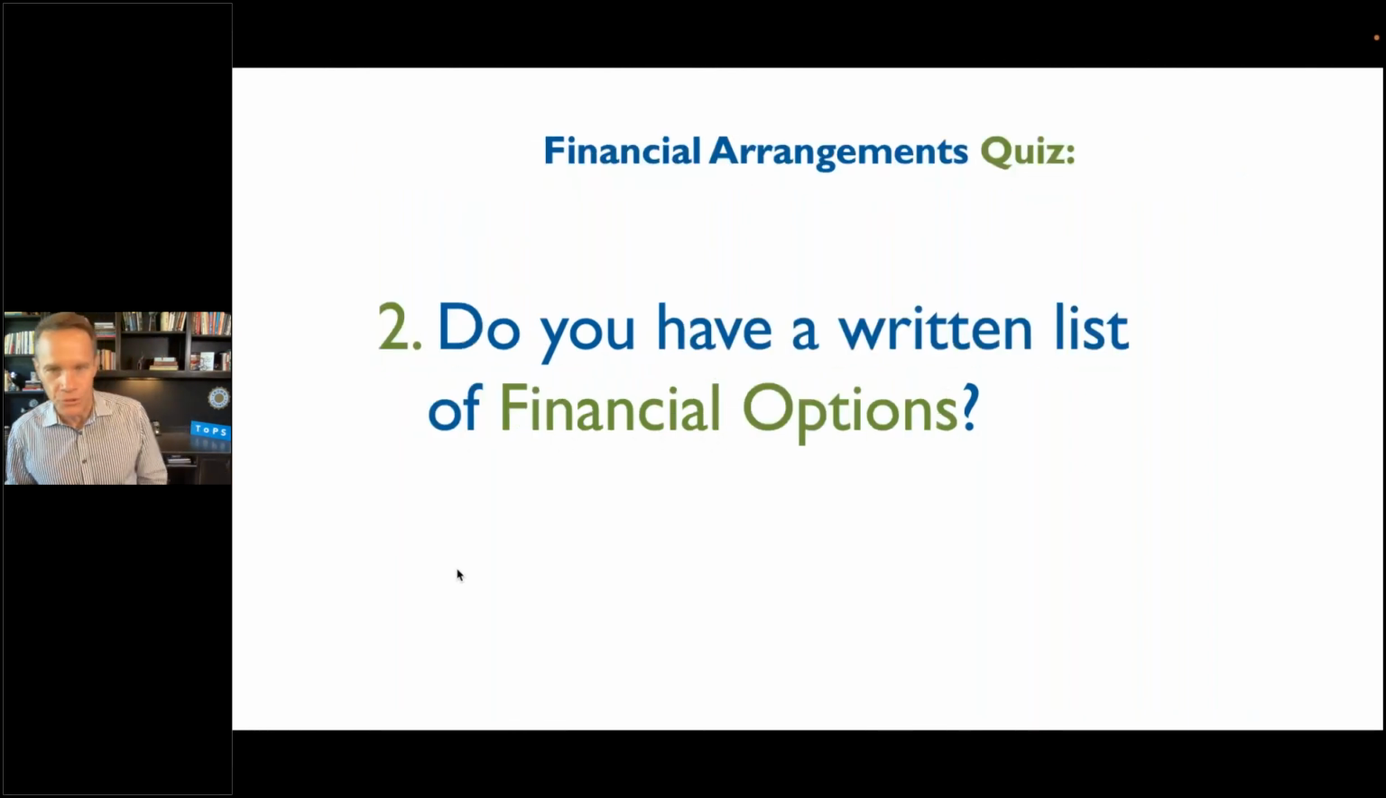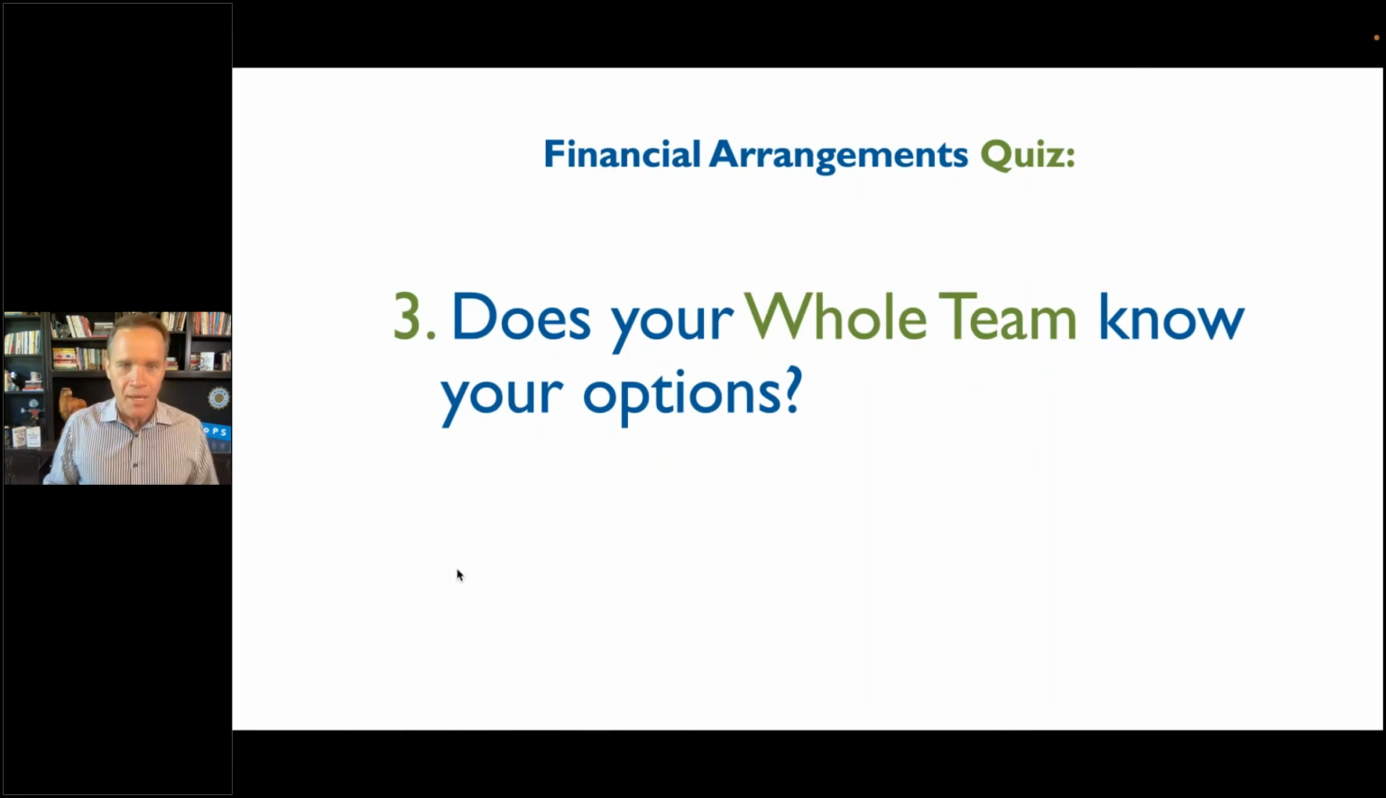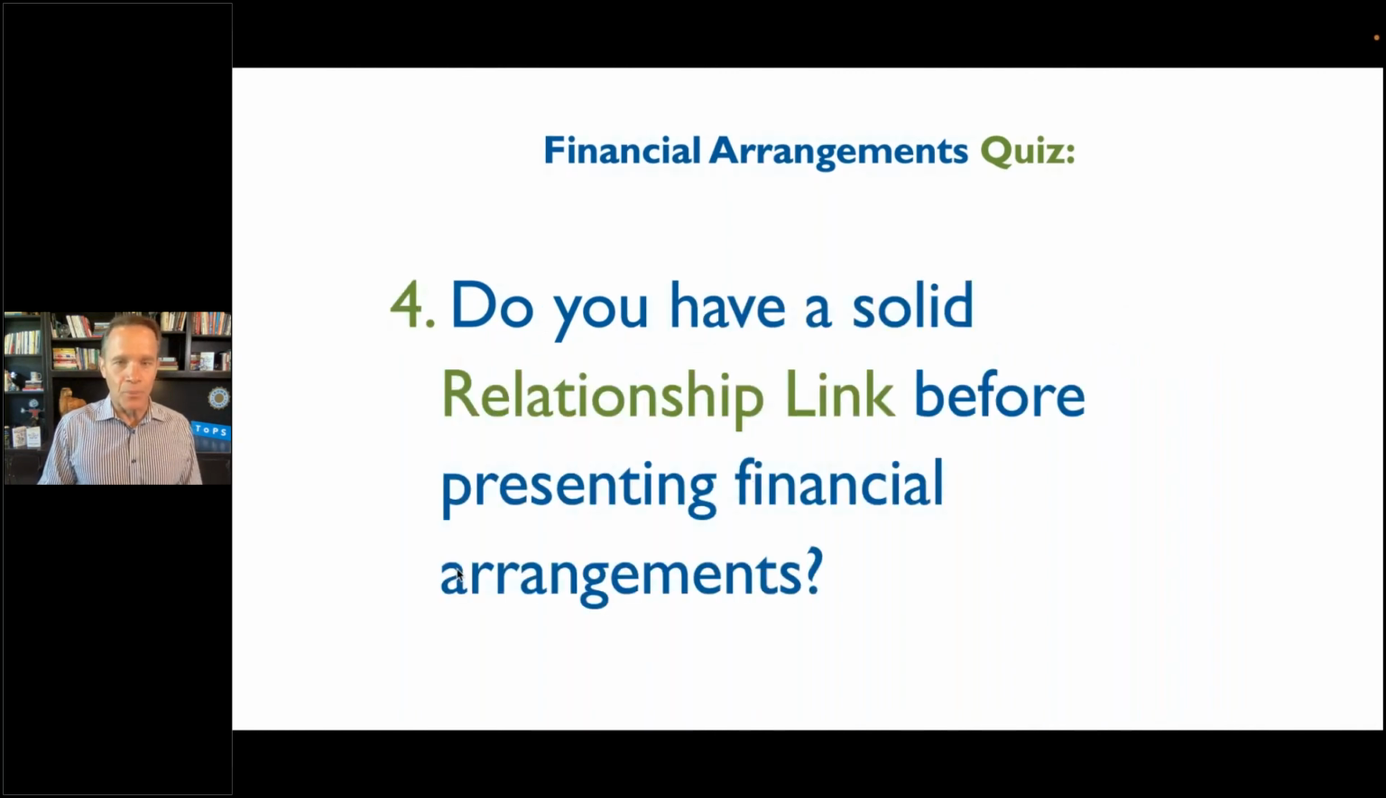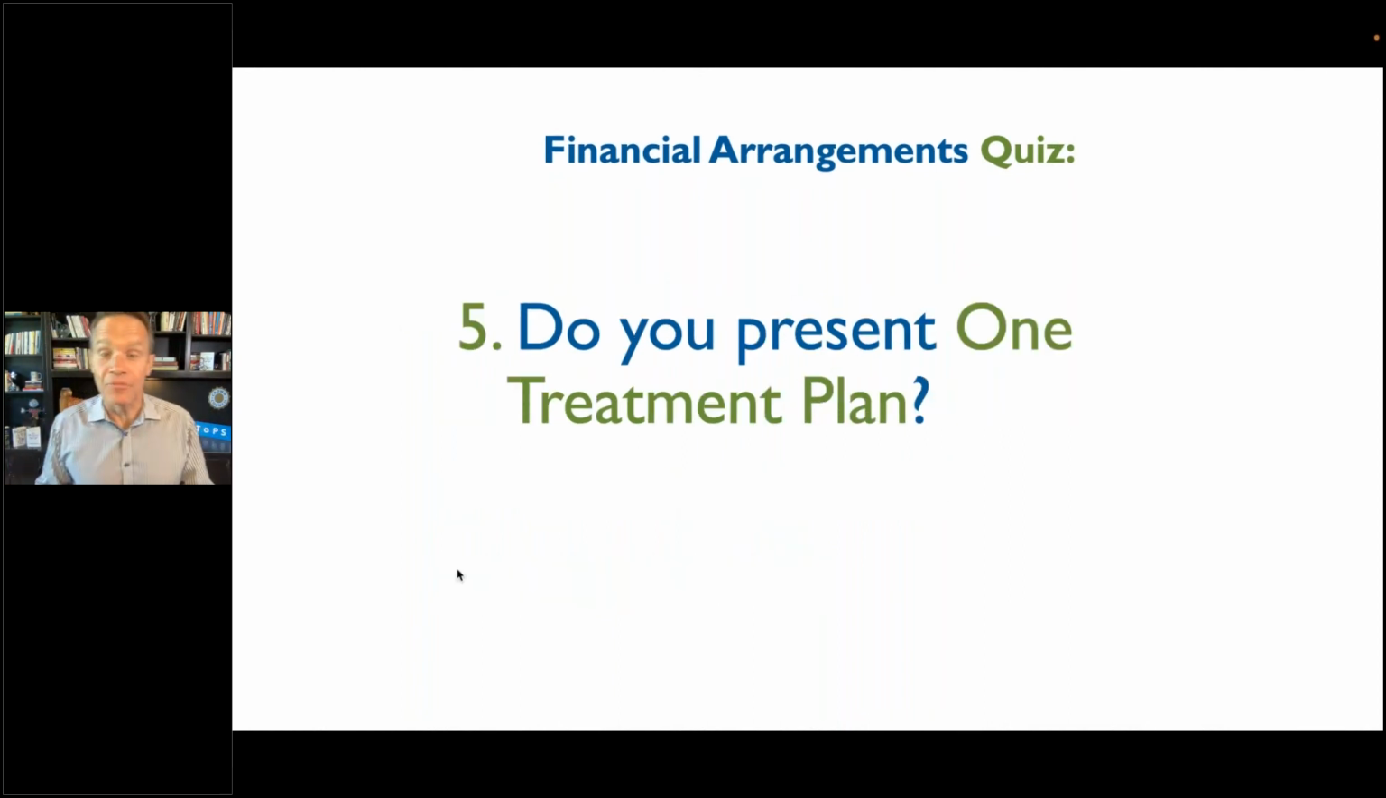Number two, do you have a written list of financial options? So we've given you 30 today. Do you have a written list available just to remind yourself of all the different ways that patients can pay for treatment? Number three, is your whole team aware of what all those options are? Number four, do you have a solid relationship link before presenting financial arrangements? That's a whole team effort to make sure everything is linked up the way we've described it today. Number five, do you present one treatment plan, right?